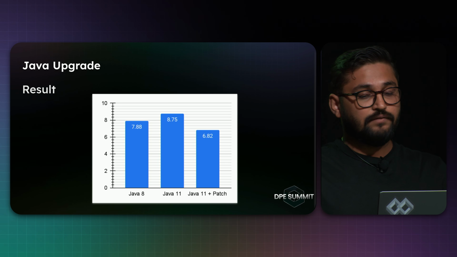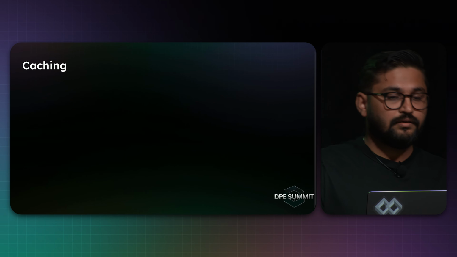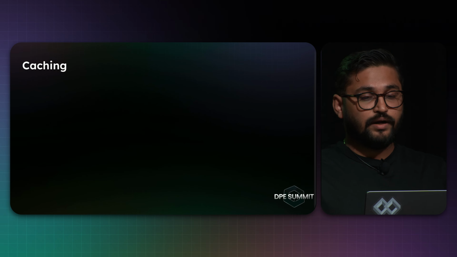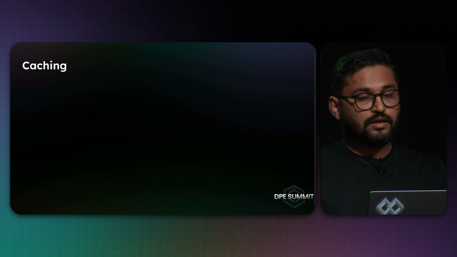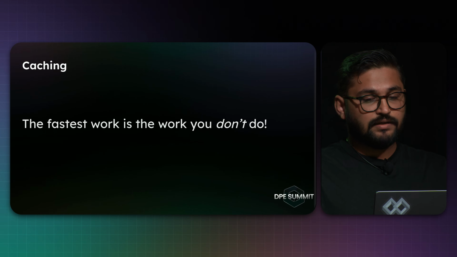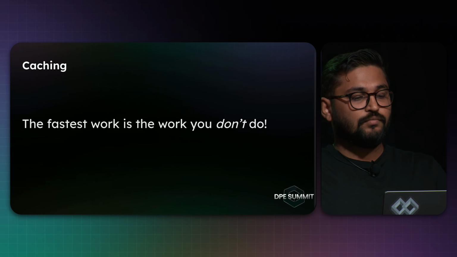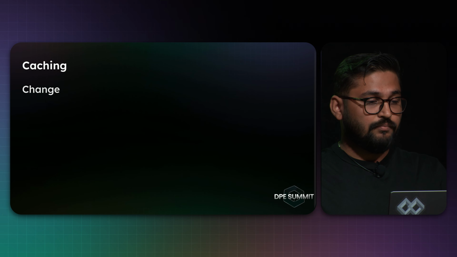So, what's next? Build times have been flat for quite some time, but we are always looking for ways to improve developer velocity. And as the saying goes, the fastest work is the work that you don't do. We decided to experiment with caching. The hypothesis here is that when most developers make a change, it would affect only a small subset of modules, and therefore caching should help.